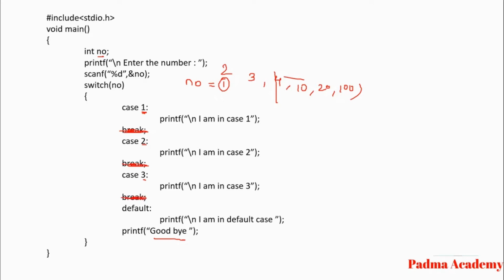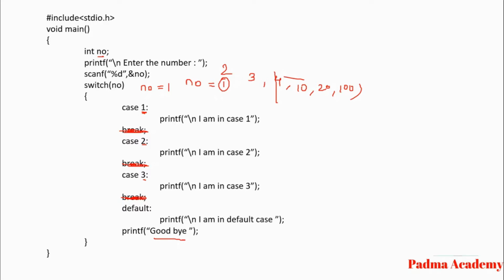This break statement I have removed from here. So what will happen? If the user gives the value NO equal to 1, then it will print I am in case 1, I am in case 2, as well as I am in case 3, as well as I am in default case, because the flow of execution is not breaking. That's why it will print all the case values.